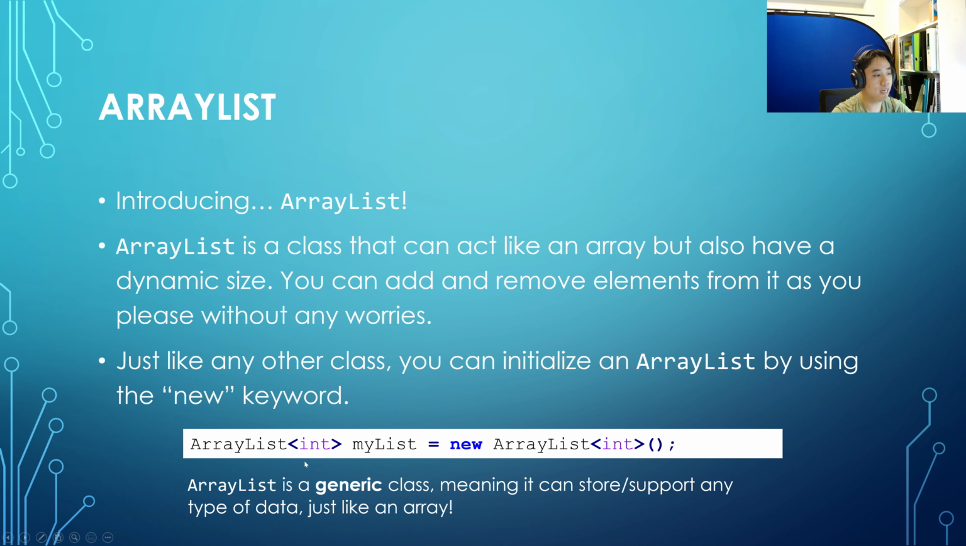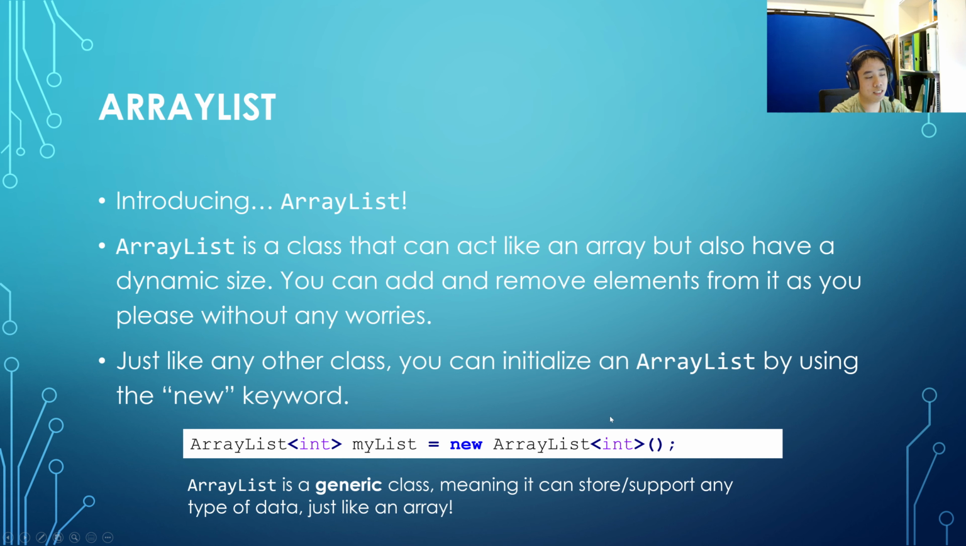For example, in the ArrayList class, I want to store an array of integers. So what do I do? I just write the name ArrayList and add a pair of angle brackets with the data type I want to work with inside. In that case, an integer. So that's what generic classes look like.